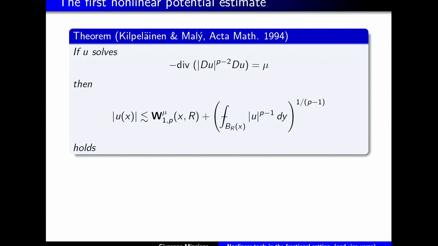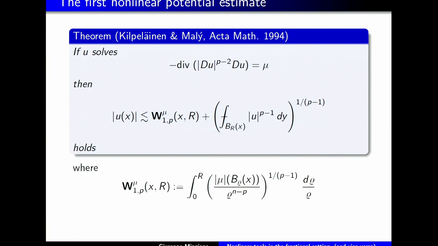Otherwise, you let capital R go to 0. This goes to 0 because it's an integral. And then you get u less than or equal to u. Otherwise, if you want to be on the whole R^n, then you let capital R go to plus infinity, and this object disappears, and then you get the Wolff potential. This is done by a clever application of a variation of truncation methods of Boccardo-Gallouët in the setting of measure data problems. Okay, and this is essentially the analog of the first result.